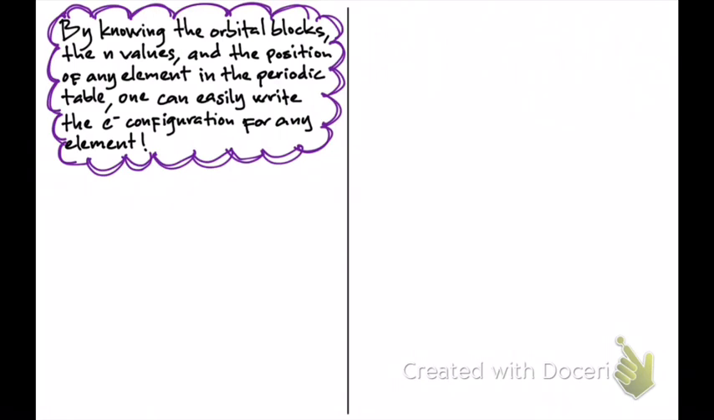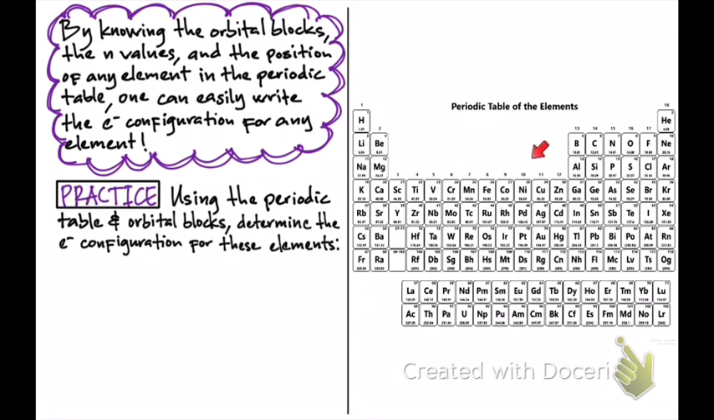So again, by knowing the orbital blocks, the n values, and the position of any element in the periodic table, one can easily write the electron configuration for any element. So again, we have the periodic table here, if that helps you out, or you should also have one on hand. So for practice, using the periodic table and orbital blocks, determine the electron configuration for these elements.